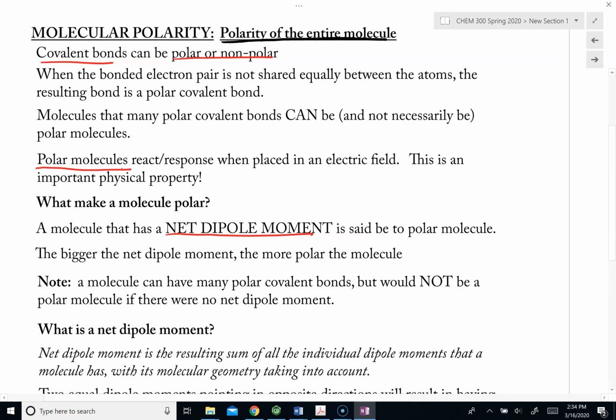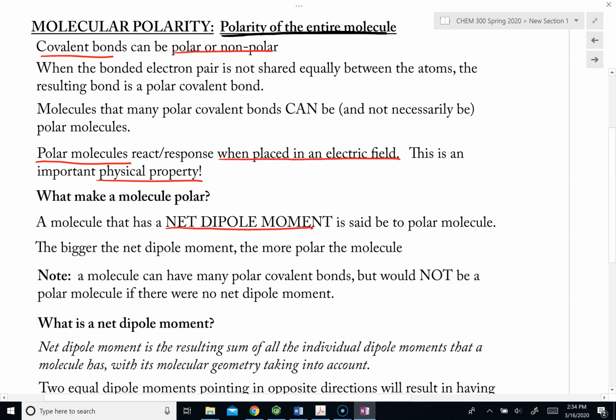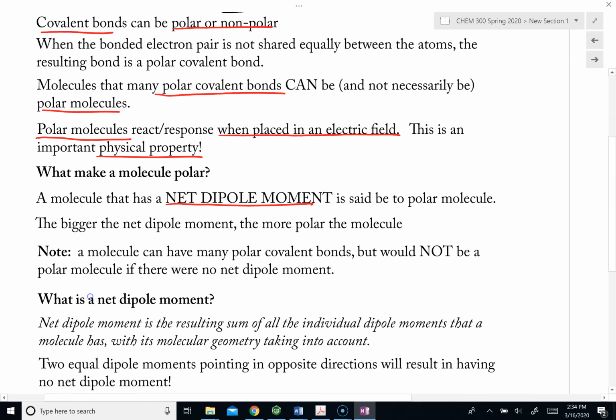Overall, if a molecule is polar, that will be a very important physical property that the substance would have, in which it responds when we place it in an electric field. And just because a molecule has many polar covalent bonds, it does not necessarily mean that the molecule would be polar. So what makes a molecule polar?